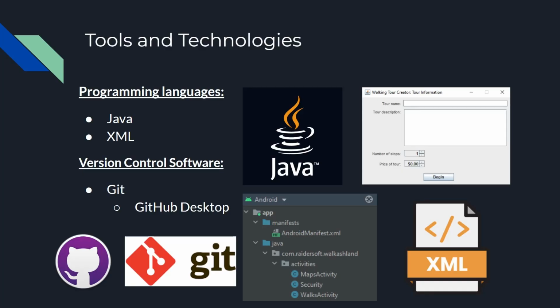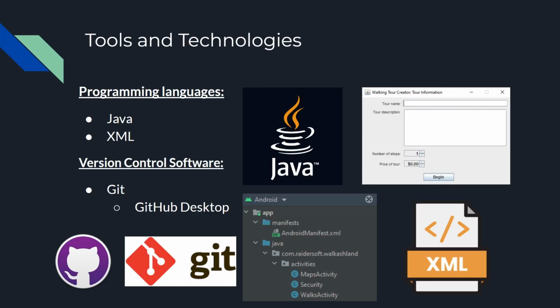Now I'll give an overview of the tools that we used during development. This project gave us some freedom when it comes to programming languages. The Walk Ashland app was written mostly in Java, along with a little bit of XML, so we opted to write WTT entirely in Java for cross-compatibility with the Walk Ashland app. The top right image is an example of what you'll see while using WTT. The bottom left is a screenshot from the Project Explorer from the Walk Ashland app. As you can see, it's pretty much all Java.